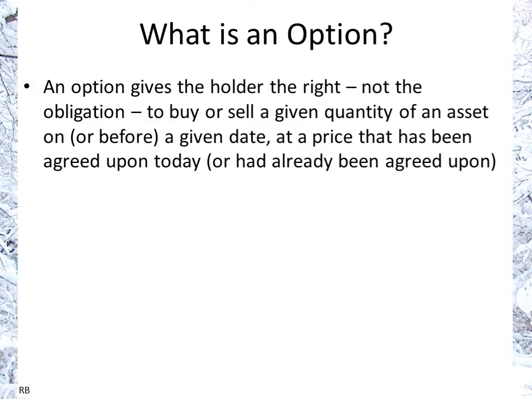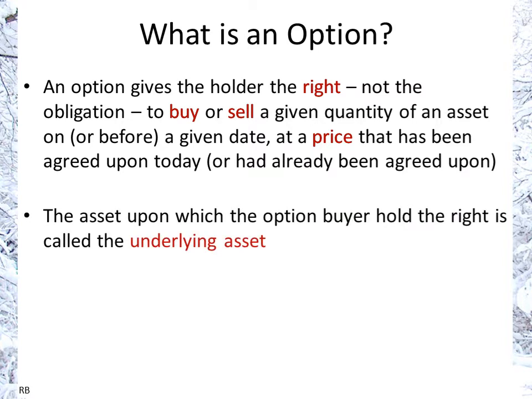So first of all, what is an option? Well, an option gives the holder the right, but not the obligation, to either buy or to sell a given quantity of an asset on or before a given date at a given price that has already been agreed upon today or previously if it's already an existing option. Now, the asset upon which the option buyer holds the right is called an underlying asset. It could also be an option seller. We'll talk about that.